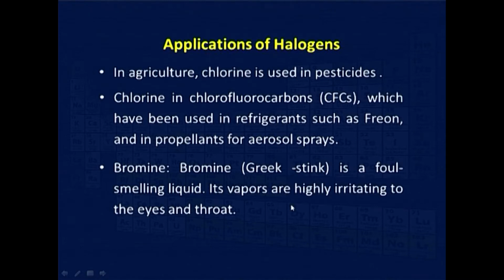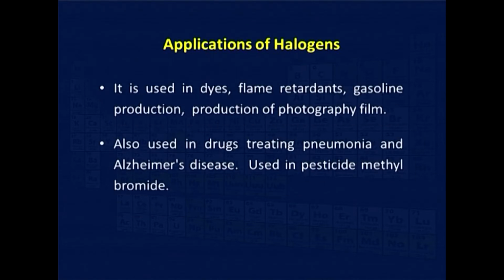Bromine, which originates from the Greek word meaning stink, is a foul smelling liquid. Its vapors are highly irritating to the eyes and throat. It is used in dyes, flame retardants, gasoline production, and production of photographic film. It is also used in drugs treating pneumonia and Alzheimer's disease. It is used in the pesticide methyl bromide.